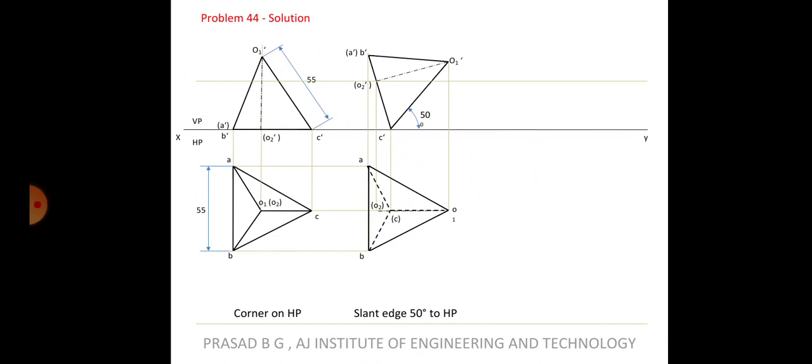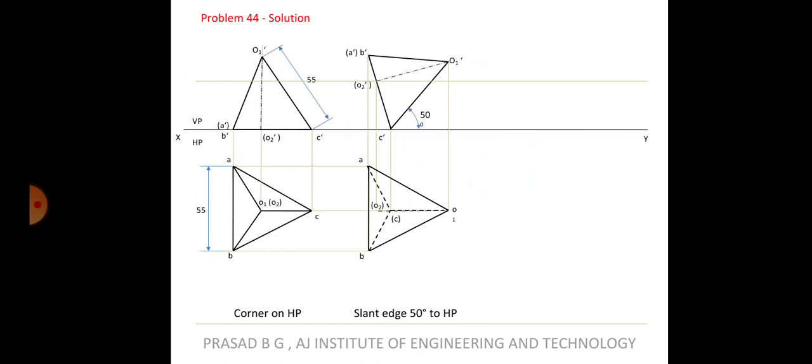Alright, so now there is an important and interesting thing to do, that is the inclination to VP. For the inclination to VP, they have told you the same edge they are talking about. Okay, they are not talking about any other edge here. They said in the question that the edge containing the corner is inclined at 50 degrees to HP and 30 degrees to VP. That means they are talking about the same edge which is containing the corner, that is nothing but the OC line, inclined to VP at 30 degrees.